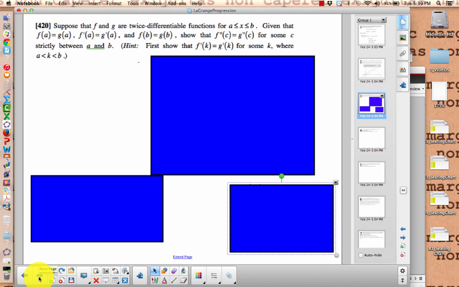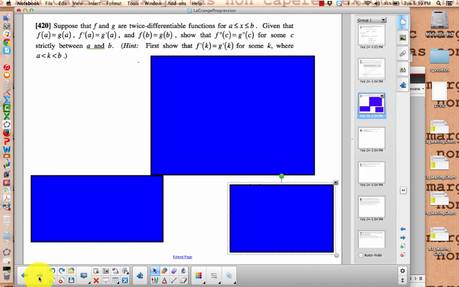Now in this problem, we're extending the results of 2 slides ago. Suppose f and g are twice differentiable. That means they can be differentiated twice and still get good values between a and b. Given that f of a equals g of a, and f prime of a equals g prime of a, and f of b equals g of b. So there's a lot of information there, but basically the curves intersect at a and b, and the derivatives are also the same at a. That's what they're given. Show that f double prime of c equals g double prime of c for some c between a and b. So the second derivatives are going to be equal for some c between a and b.